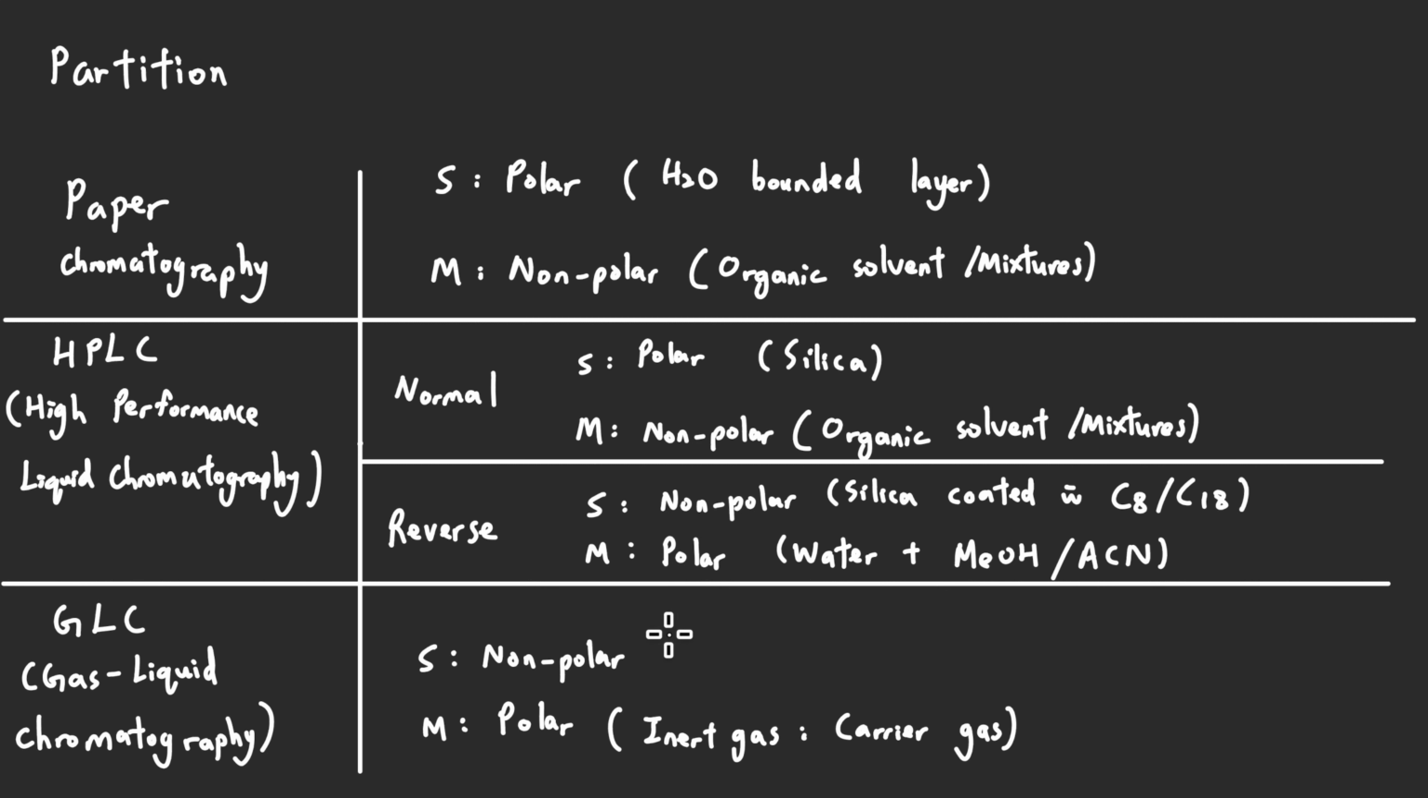And for the non-polar, we can use a non-volatile liquid coated onto inert particles. Because in this particular GLC, we use heat to vaporize the sample. So for the stationary phase, we don't want it to be vaporized as well, because there would be no point, right? So we will use a non-volatile liquid. That means this liquid has a very high boiling point and is coated onto inert particles, so that the stationary phase will not react with the sample and will not vaporize into gas.